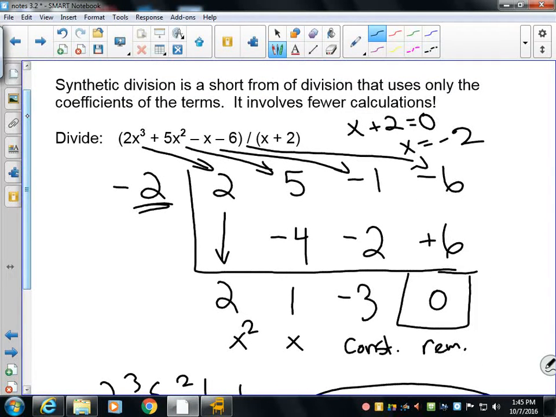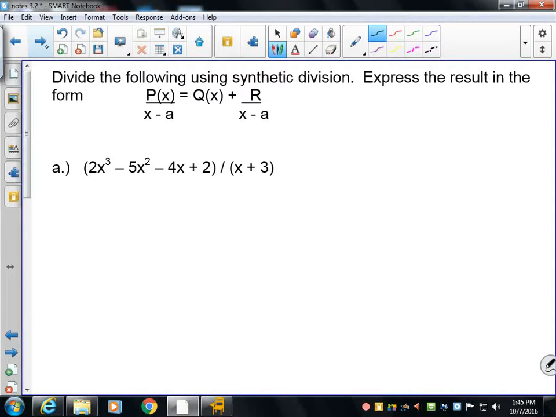Yes, it has to be in order, and you can't miss out anything. So if there's a missing x squared, we put a 0 still. Okay? So let's take a look at another one.